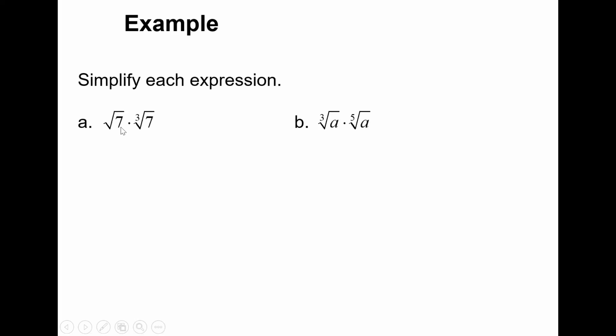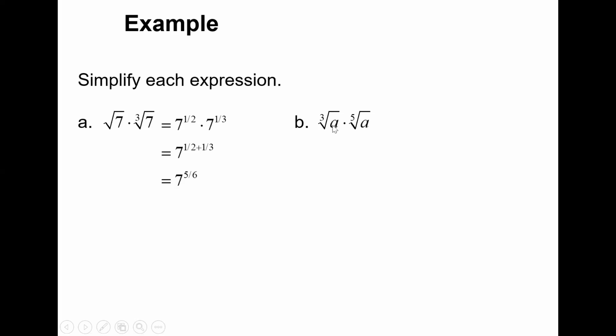All right, what about this one? Now we have a square root of 7 times a cube root of 7. Well, now we don't even have the same n power, so we can't do what we've been doing. So what we have to do is convert them to exponents. And when we multiply the two, we have to add the exponents. And so we have 7 to the 1/2 plus 1/3. And so when we get the common denominator of 6, we'll have 3 plus 2, which is 5. So we have 7 to the 5/6.